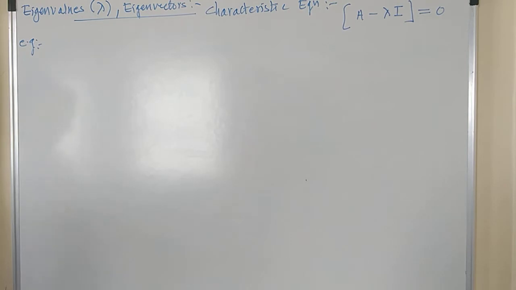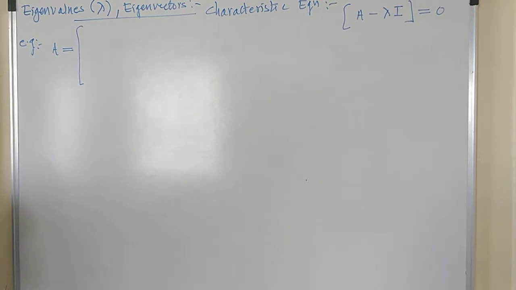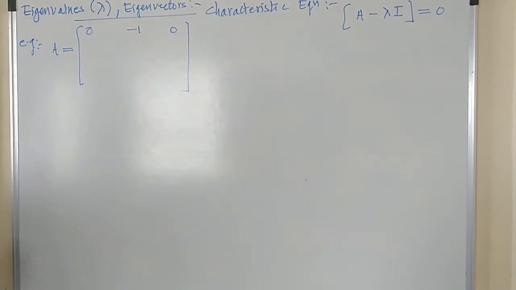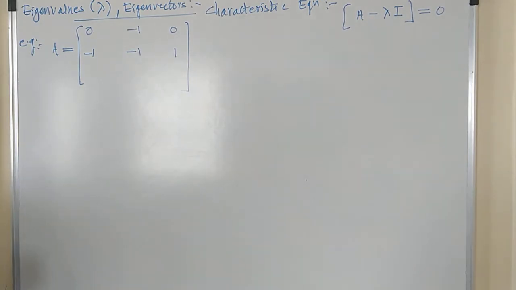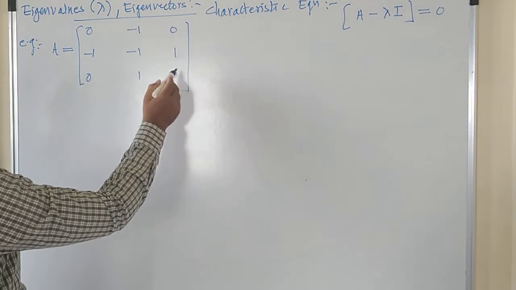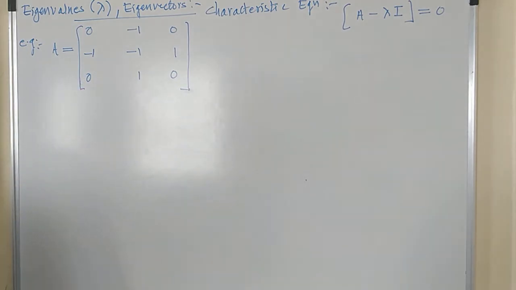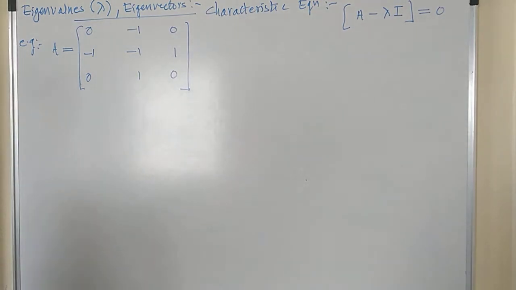the matrix. Suppose your given matrix A is equal to: first row 0, minus 1, 0. The second row is minus 1, 1, and the third row is 0, 1, 0. This is your given matrix A. If A is the given matrix, then use the characteristic equation and find the eigenvalues. So what is the characteristic equation? The characteristic equation is A minus lambda I equals 0.